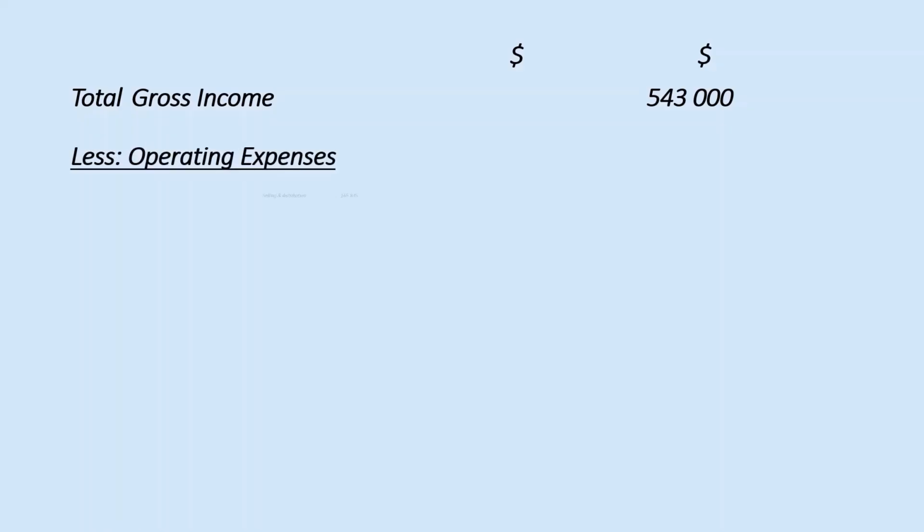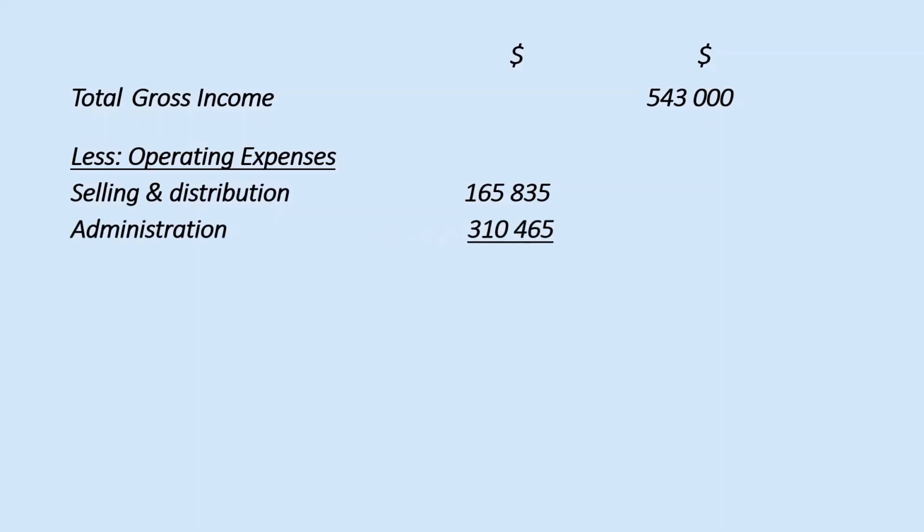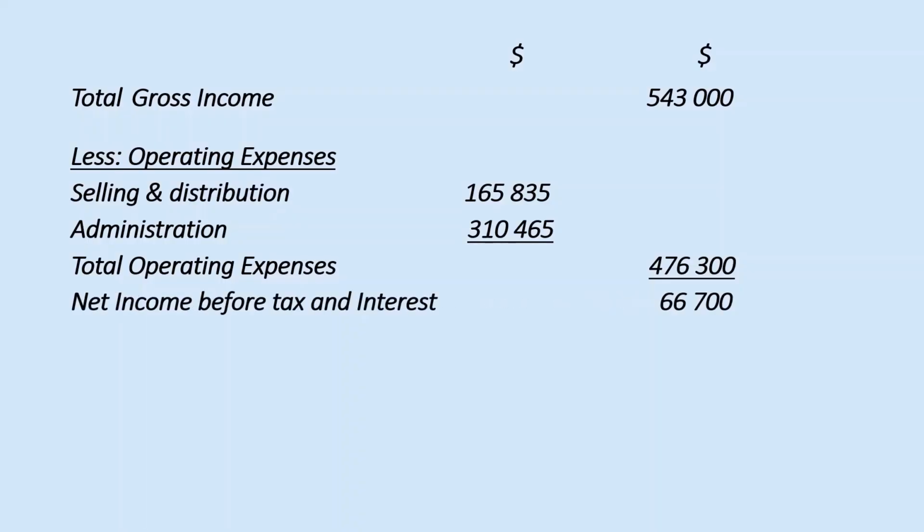The operating expenses, selling and distribution, 165,835 from our workings. Administration 310,465 from our workings again, and the total operating expenses is 476,300, giving us net income before tax and interest of 66,700. Now, depending on how we interpret the loan, we will proceed from here.